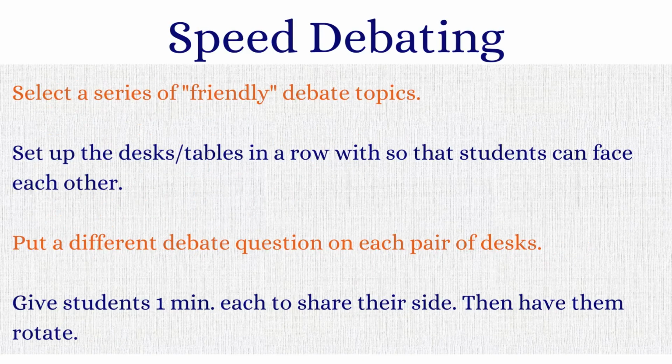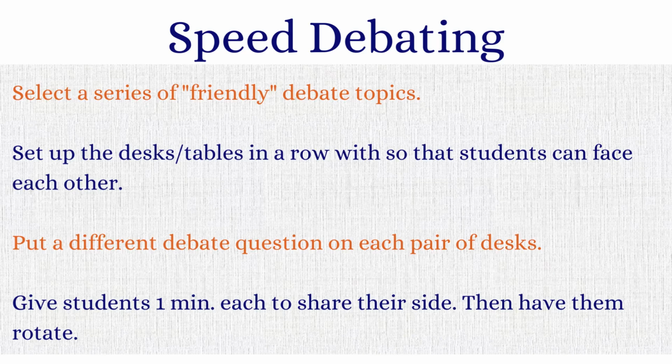Building off of the idea of mini debates, you could also do speed debating, which, yes, sounds like speed dating. If you're not comfortable using that term, you might call it something like the gauntlet. But the idea is that you select a series of pretty friendly debate topics and you set up your desks or tables in a row, kind of like speed dating, so that the people are facing each other. So you want to make sure that there are pairs where they're looking at each other, and you can print off the question that they're supposed to debate and stick it in the middle of the two students.